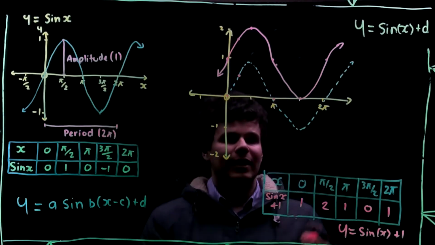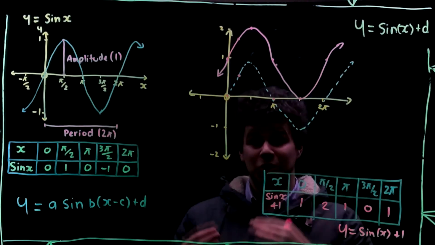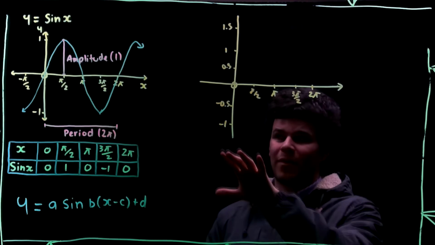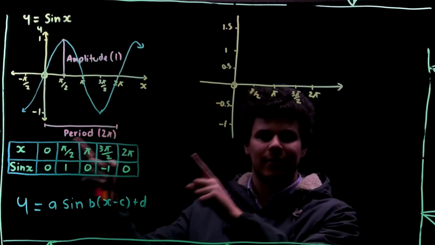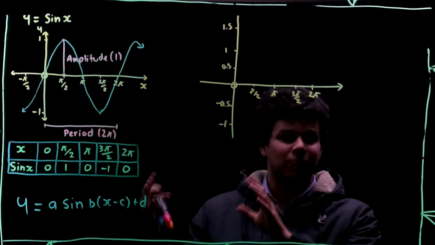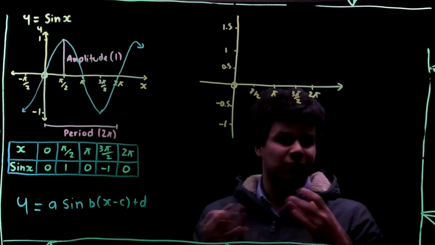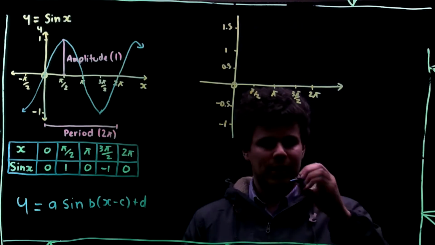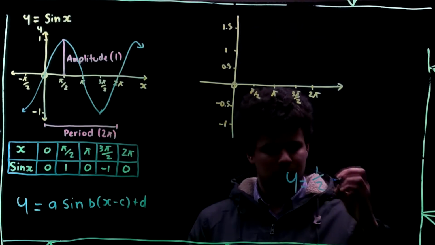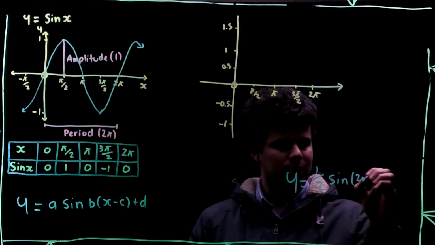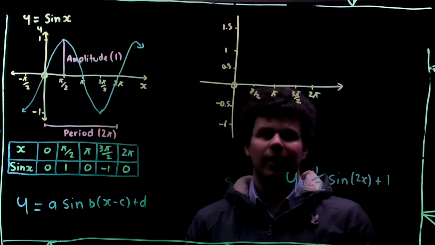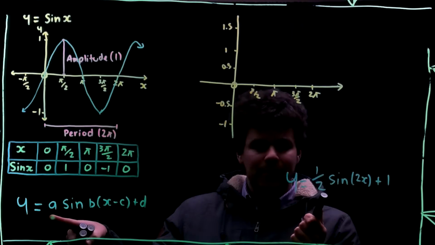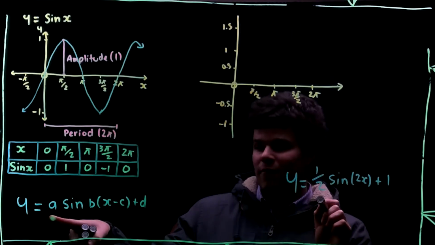Let's have a look at an example that combines a few of these all at once. I've drawn up a set of axes, hopefully close to the same size as the other one, so we can visually see the difference these things make to the normal sine function. Our example is y equals a half sine of 2x plus 1. This value at the front is the a, which, as we discovered before, affects the amplitude.